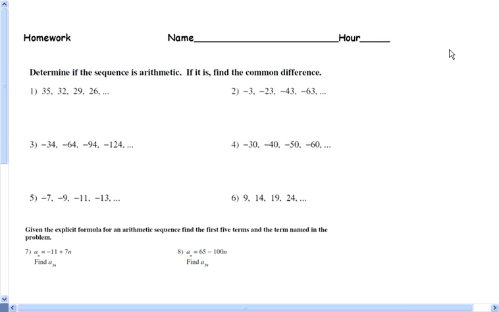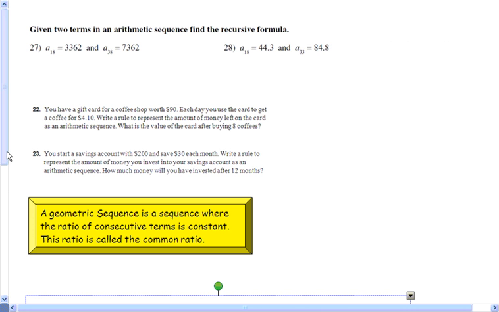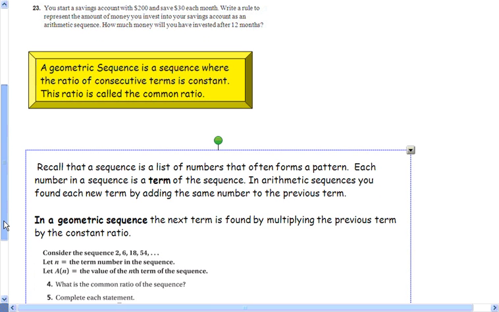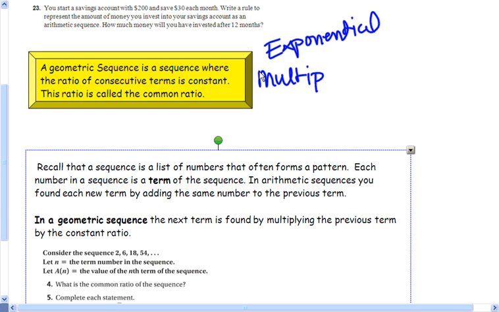All right, we're going to talk about one other kind of sequence here, and that's a geometric sequence. And a geometric sequence is a sequence where the ratio of consecutive terms is constant. In other words, you are multiplying by a constant, which when we were studying these in class, we called them exponential. Since we keep multiplying by the same number, we can use an exponent to represent what we're multiplying by. And so we are multiplying by the same number.